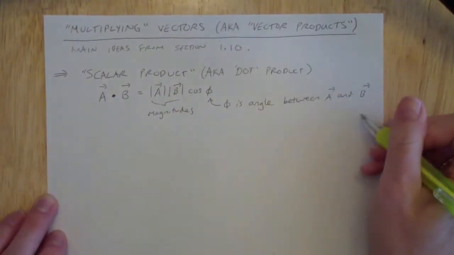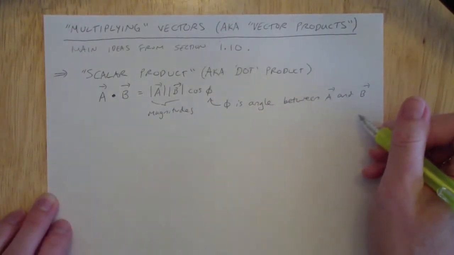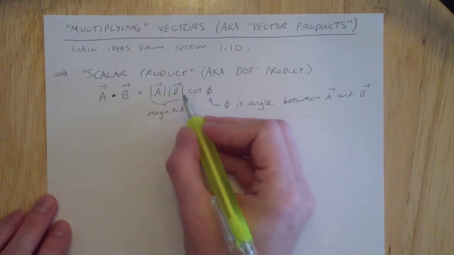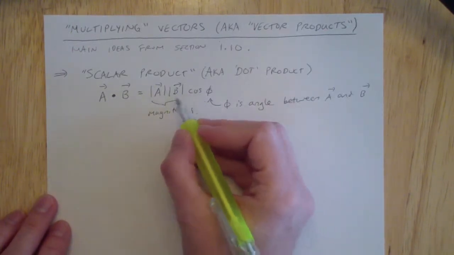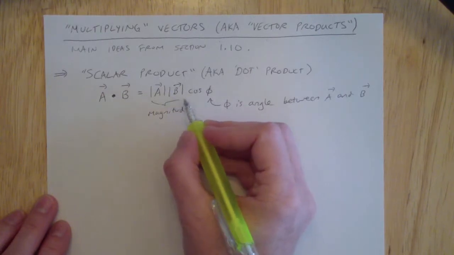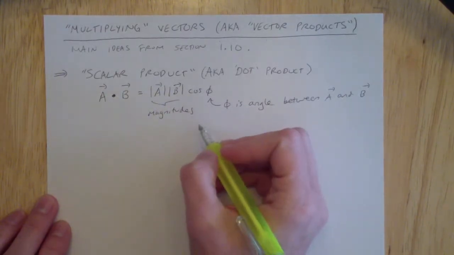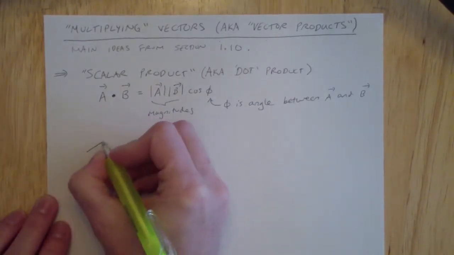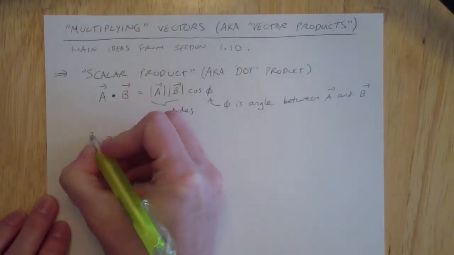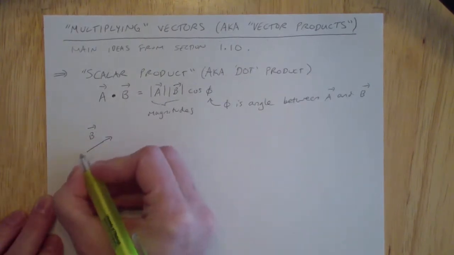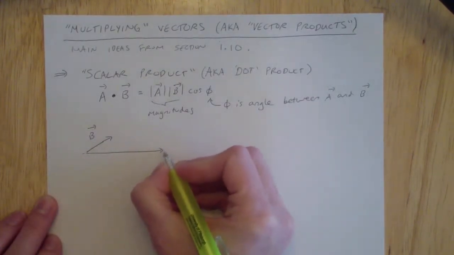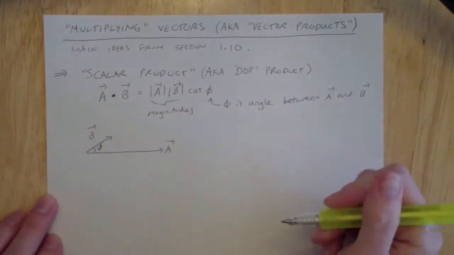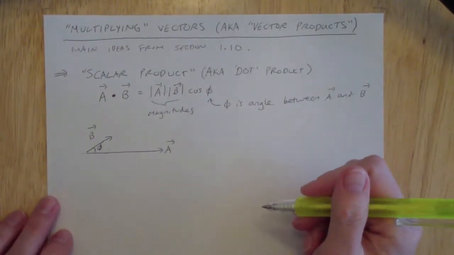And if we try to understand this conceptually, then what we can see is that it's actually taking the parallel component of one of the vectors, basically the projection of one of the vectors onto the other one, and then multiplying that together. So as an example, let's say that our vector B is at some angle relative to vector A, and that the angle between them is that angle phi.